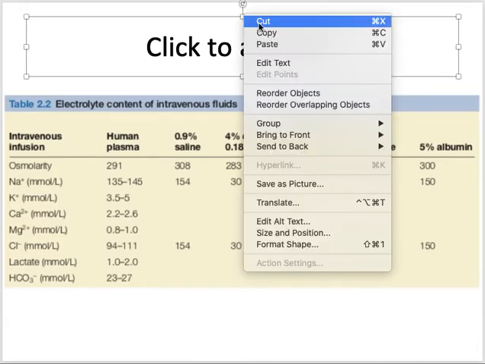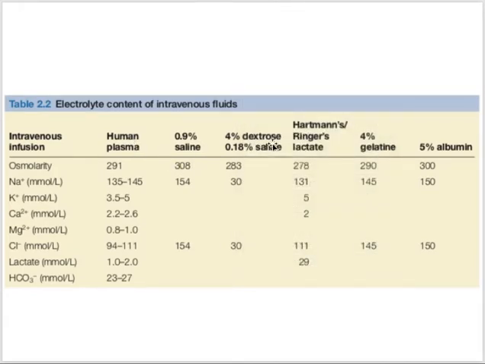If you can see, they name what kind of intravenous fluids are there. This is human plasma. This is 0.9% saline, which is also called normal saline. This is 4% dextrose with half normal saline. Okay, sorry, 4% dextrose with double normal saline, double strength. This one is Hartmann's or Ringer lactate solution. This is 4% gelatin. This is 5% albumin.